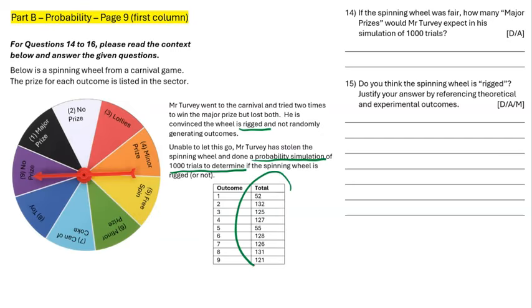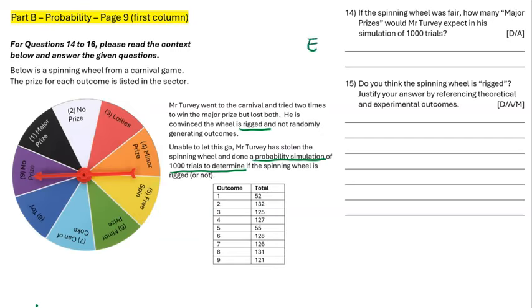He's done this 1,000 times because 1,000 represents a good simulation, and these are his results over here. So question number 14: if the spinning wheel was fair, how many major prizes would Mr. Turvey expect? This is a theoretical question, so it's not actually going to be based on these experimental outcomes. It's going to be based on our expectation.